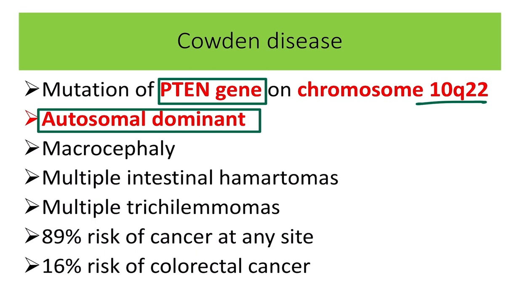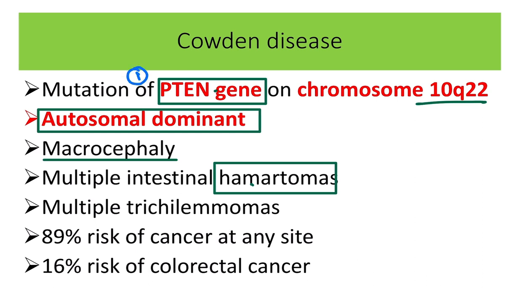So for the gastrointestinal conditions, almost all types of polyps, almost all types of the genetic conditions, they are autosomal dominant. And in case of Cowden disease, macrocephaly develops and there are multiple intestinal hamartomas. So multiple intestinal hamartomas and PTEN mutation, these two are diagnostic for Cowden disease. So Cowden disease occurs in case of the PTEN mutation and there are multiple intestinal hamartomas.